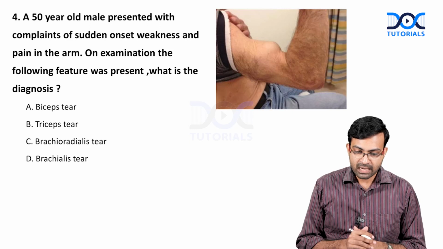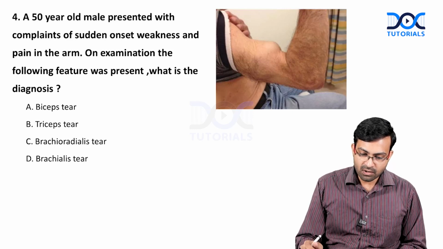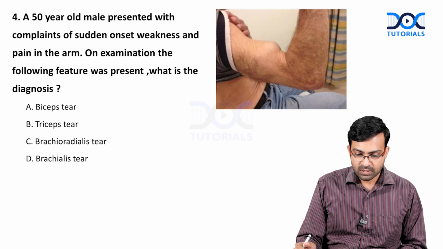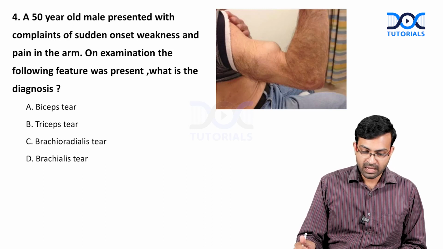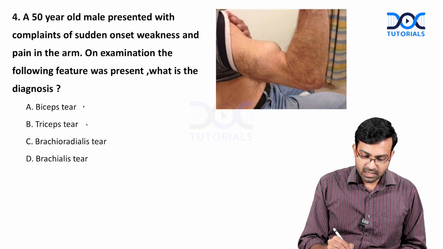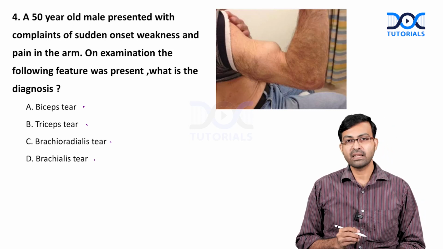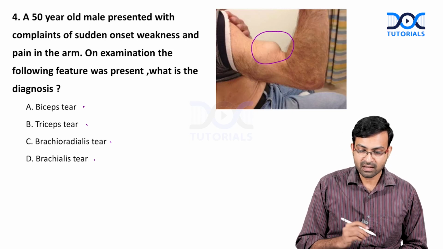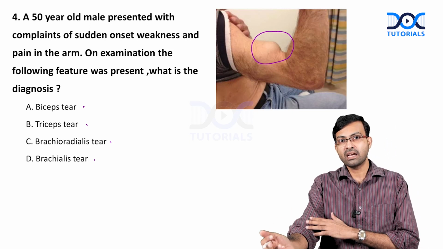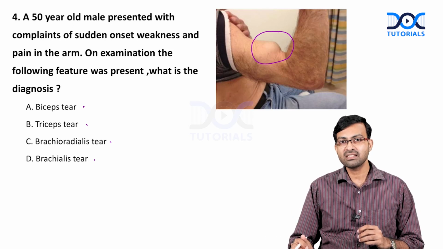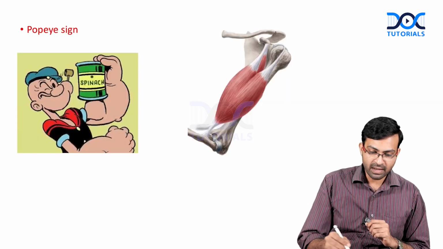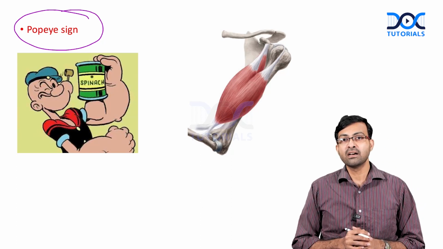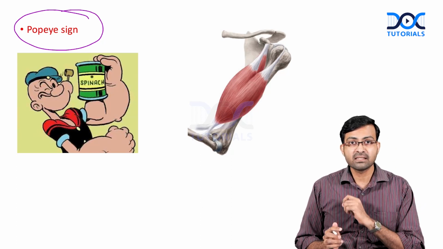A 50-year-old male presented with complaints of sudden onset weakness and pain in the arm. On examination, the following feature was present. What is the diagnosis? Is it biceps tear, triceps tear, brachioradialis tear, or brachialis tear? What is the answer here? You can see that there is a small bump here, isn't it, in the distal part of the anterior arm. What is this? This is the classical Popeye sign. And this occurs because of rupture of the long head of biceps tendon.